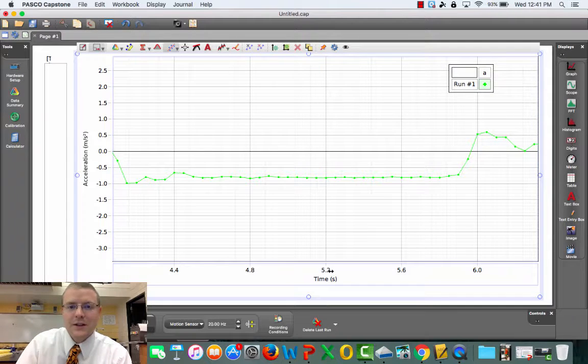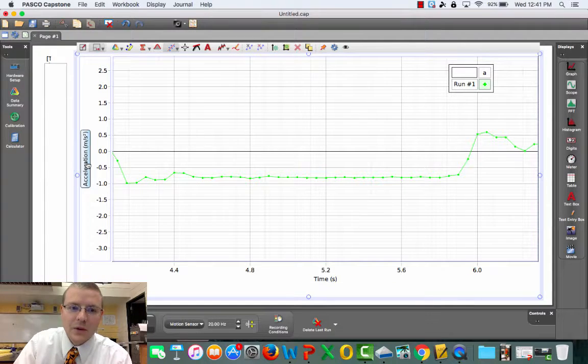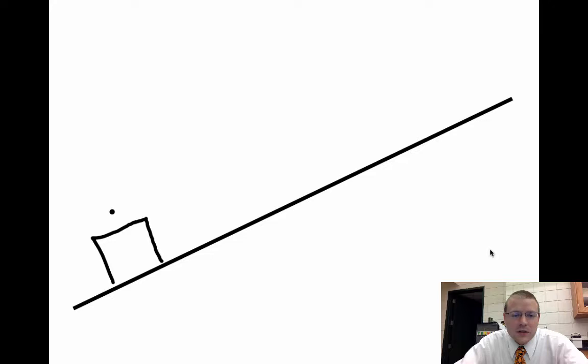So acceleration the entire time here was a flat negative line. We were always having negative acceleration on the object as it was heading up the ramp in the positive direction. Here's the motion map for scenario 2. The box is going up the hill as it slows down.